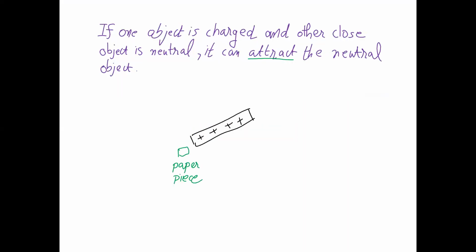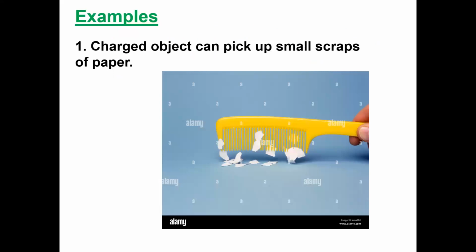Now, I put my third concept. It's a very technical concept. If one object is charged and the other object is neutral, and you bring them close, the charged object will attract the neutral one. For example, if you charge a comb and you bring it close to small pieces of paper, the comb will pick them up. It's a very interesting example. A charged object can pick up small scraps of paper, which you can see in common life also.